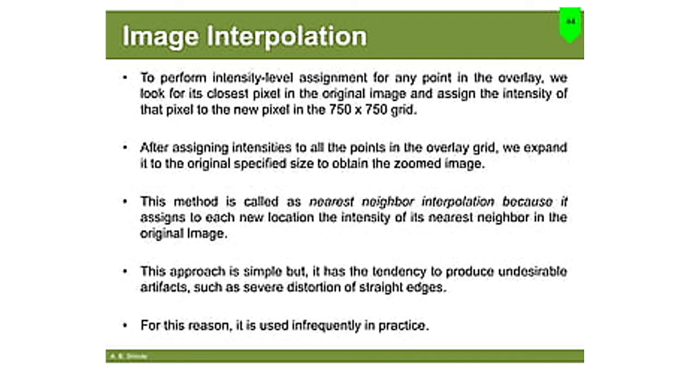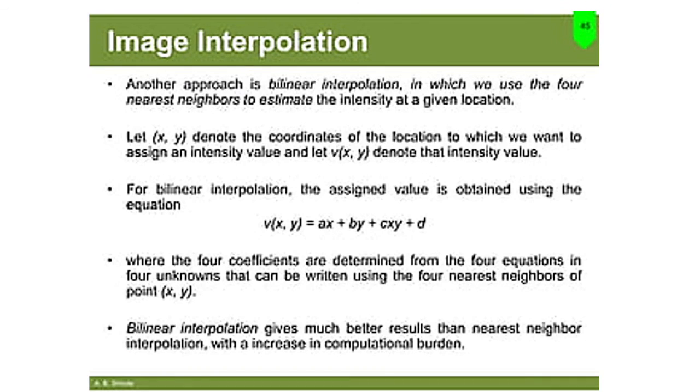This method we call nearest neighbor interpolation, because it assigns to each new location the intensity of its nearest neighbor in the original image. This approach is simple, but it has the tendency to produce undesirable artifacts such as severe distortion of straight edges. It has a good side, and it also has its bad sides. For this reason, it is used infrequently in practice. That is, the first type of interpolation is nearest neighbor interpolation. I hope you are clear about this.